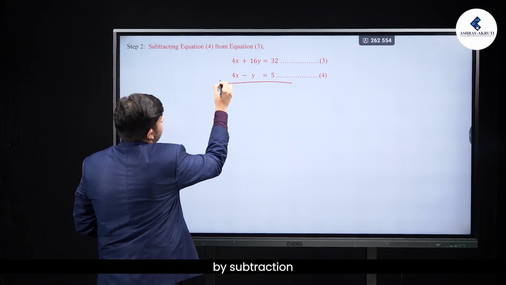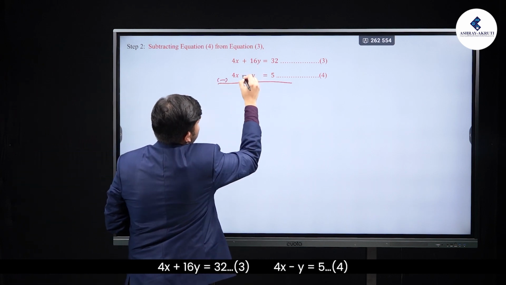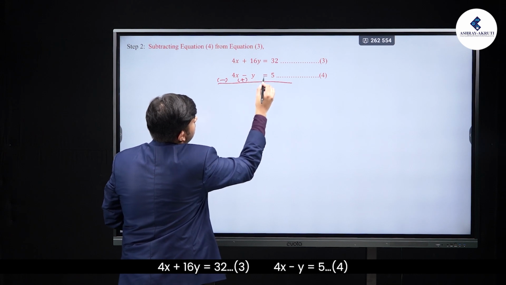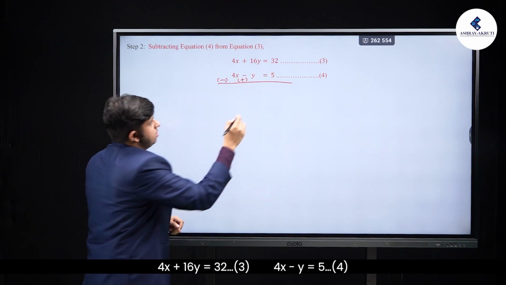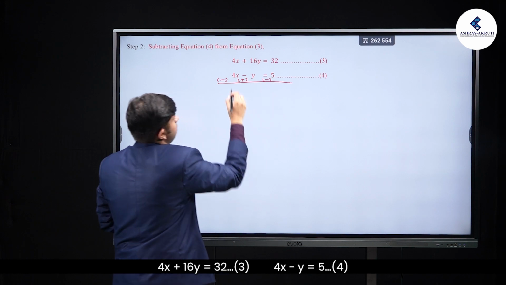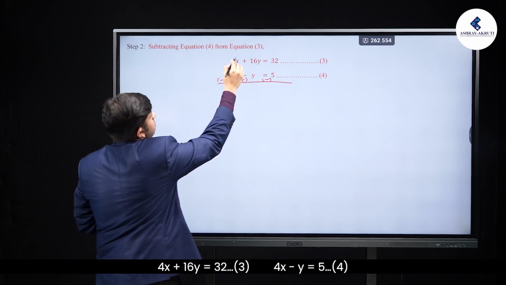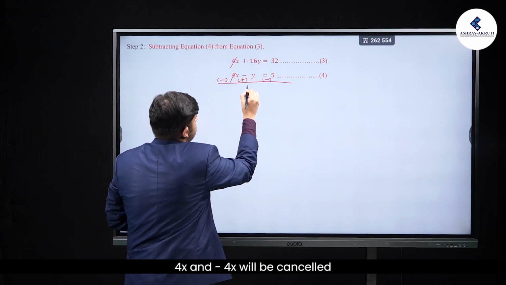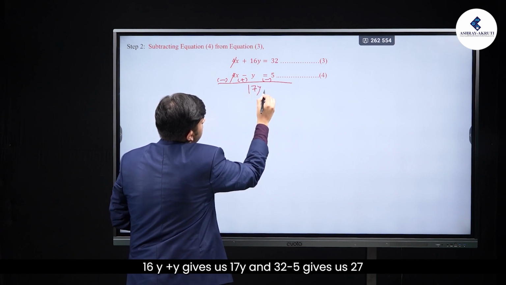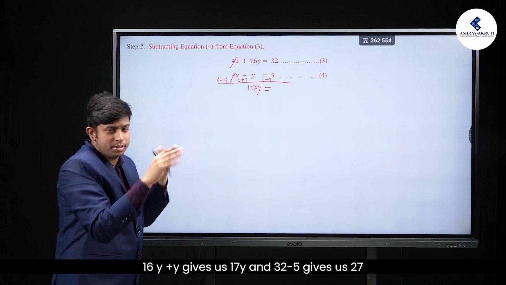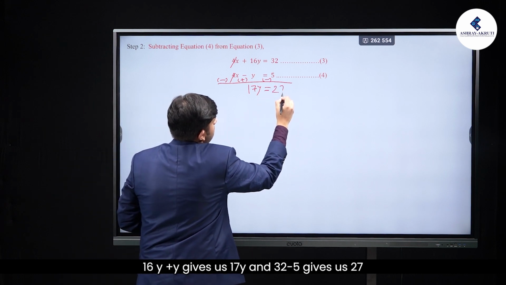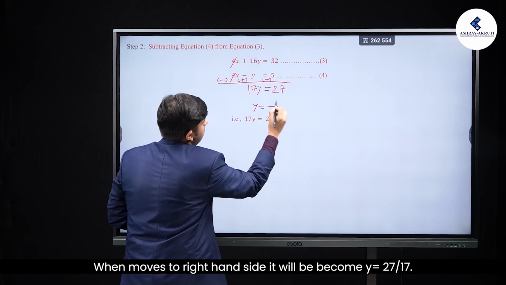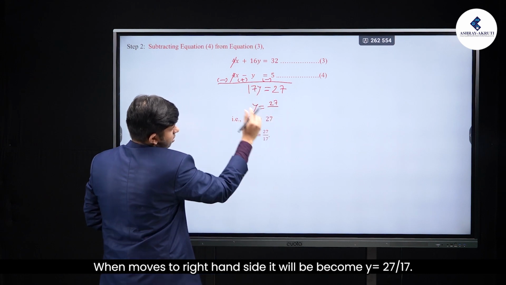By subtraction, plus 4x and minus 4x will be cancelled. 16y plus y gives us 17y and 32 minus 5 gives us 27. When moved to the right hand side, it will become y equal to 27 by 17.